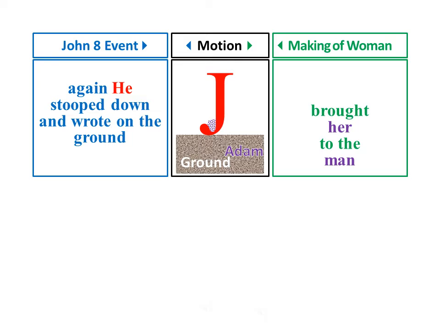Again he stooped down and wrote on the ground. As before, the capital J stoops to become a lowercase j, which lowers into the ground. As the capital J lowers, it brings with it the ground that is in the bottom of it. This ground represents the built woman, Eve, who has been brought back to the man.